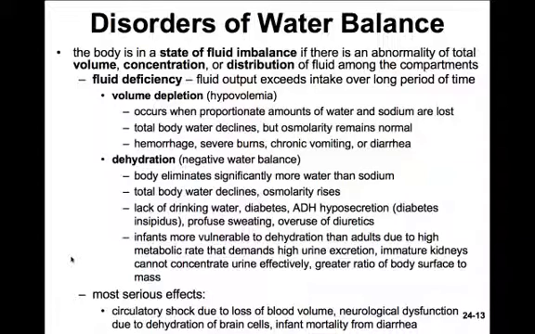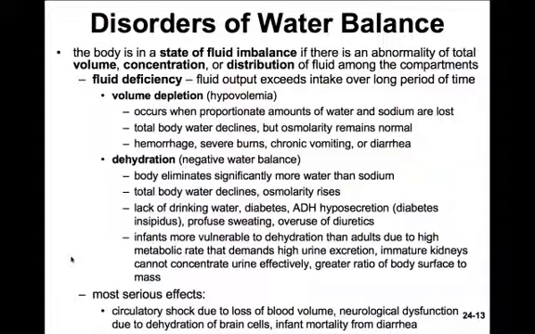In dehydration, or true negative water balance, we'll see that we lose significantly more water than sodium. So the total body water declines as the osmolarity rises. It results from not drinking enough water, from diabetes where we're losing too much water in the urine. It results from ADH hyposecretion, which we saw in diabetes insipidus. It results from profuse sweating or the overuse of diuretics.